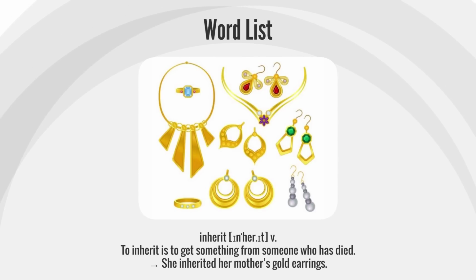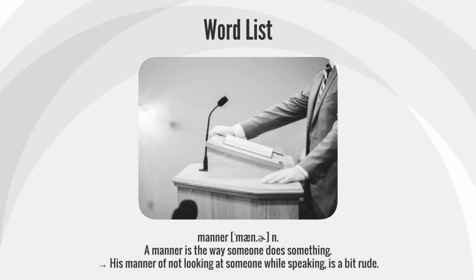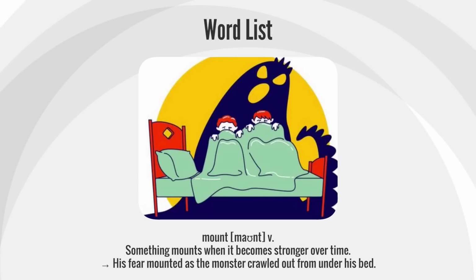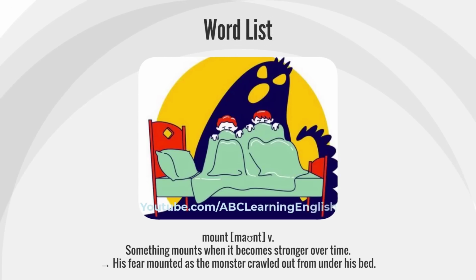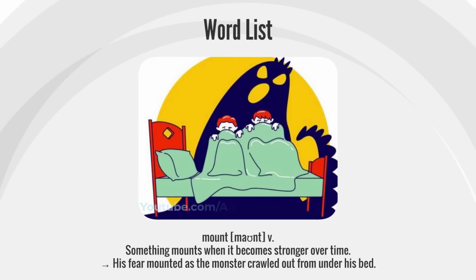Inherit. To inherit is to get something from someone who has died. She inherited her mother's gold earrings. Manner. A manner is the way someone does something. His manner of not looking at someone while speaking is a bit rude. Mount. Something mounts when it becomes stronger over time. His fear mounted as the monster crawled out from under his bed.